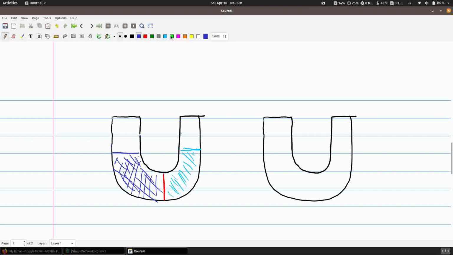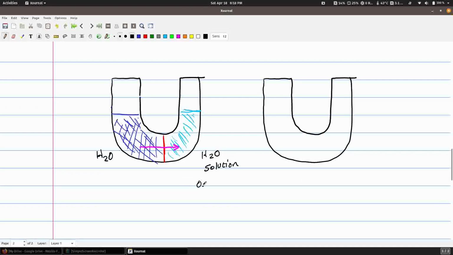So what's going to happen is, let me use pink to show because it's bright. You have H2O, and then we have a water solution. And then this has 0.01 gram of solute mixed into it. And then there's your H2O.